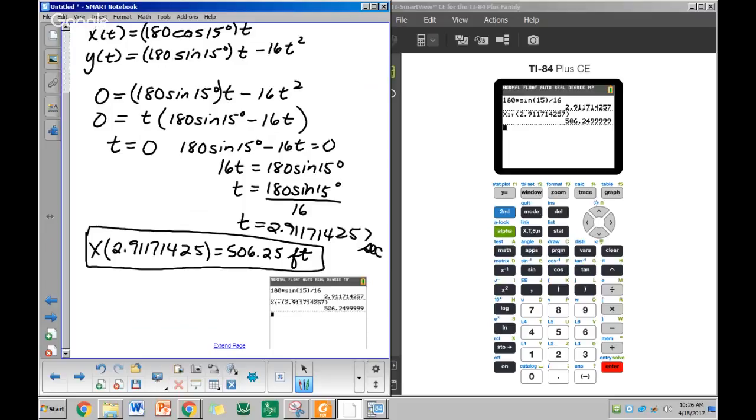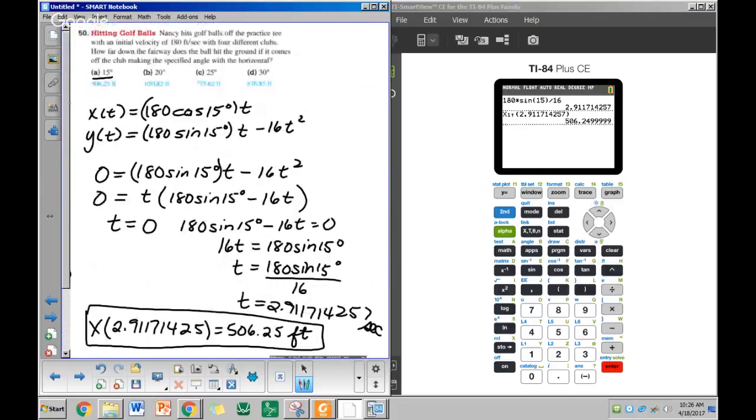Right. Okay, so what would I do for part B then? The same thing except plug in different numbers. 20 degrees. So what do you think is going to happen? I think, for example, the ball is going to stay in the air longer. Don't you? 20 degrees versus 15. And then if it stays in the air longer, it's going to be a farther distance.